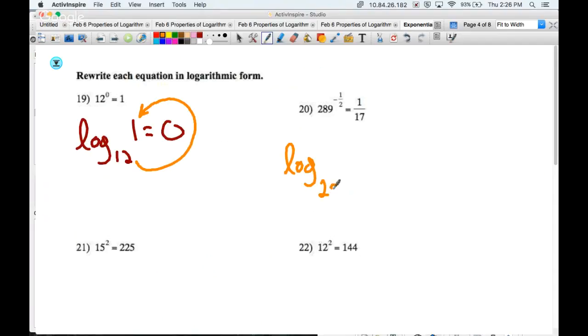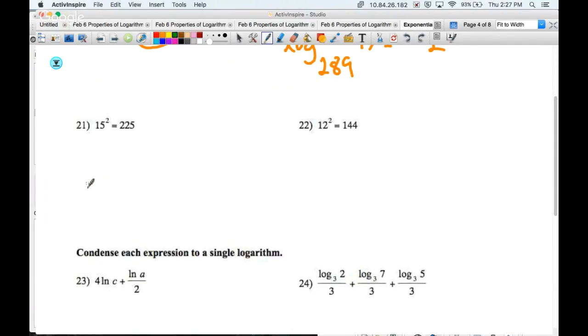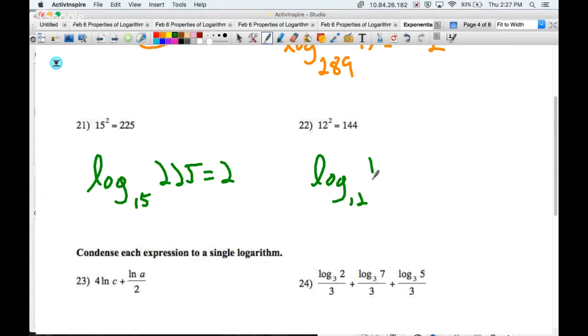Let's try this one. Base of the log, or base of the exponent becomes the base of the log. Number on the other side becomes our argument, and it's all equal to the exponent. Few more. Log base 15 of 225 equals 2. Log base 12 of 144 equals 2. Notice the logarithm asks the question 12 to the power of what equals 144. And then on the other side is our answer. 12 to the power of 2 equals 144.